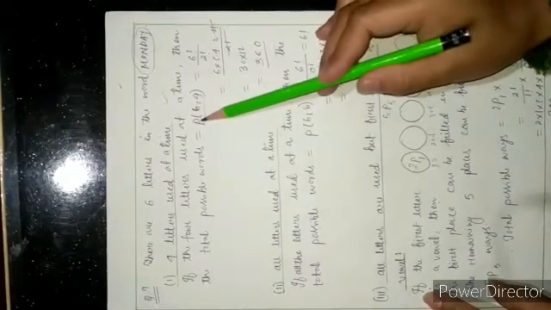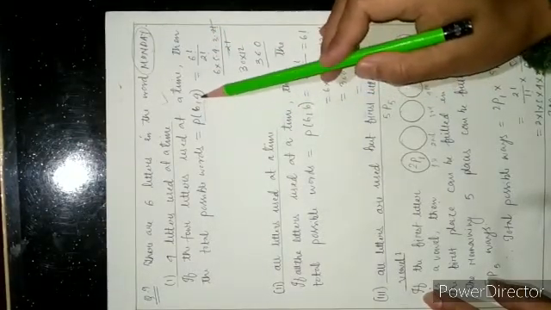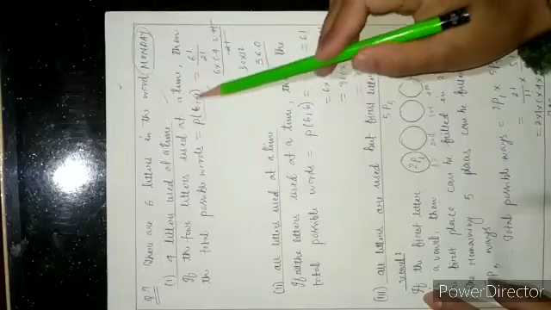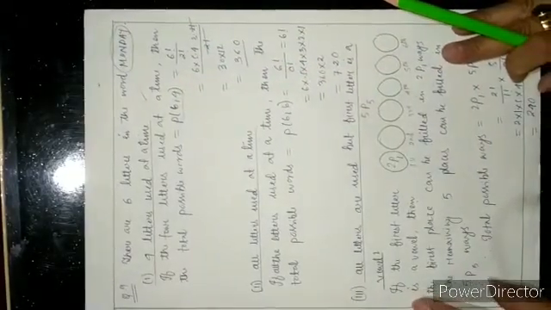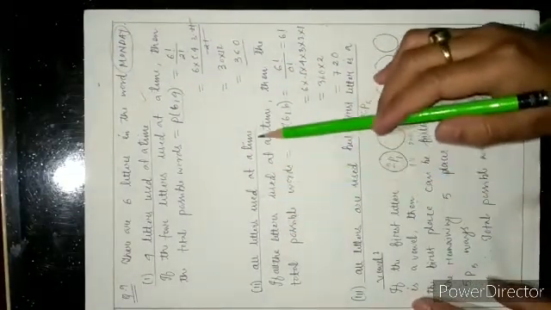The product of 30 and 12 is equal to 360. So the permutation of 6 objects taken 4 at a time uses this formula. Number 2, all letters used at a time.